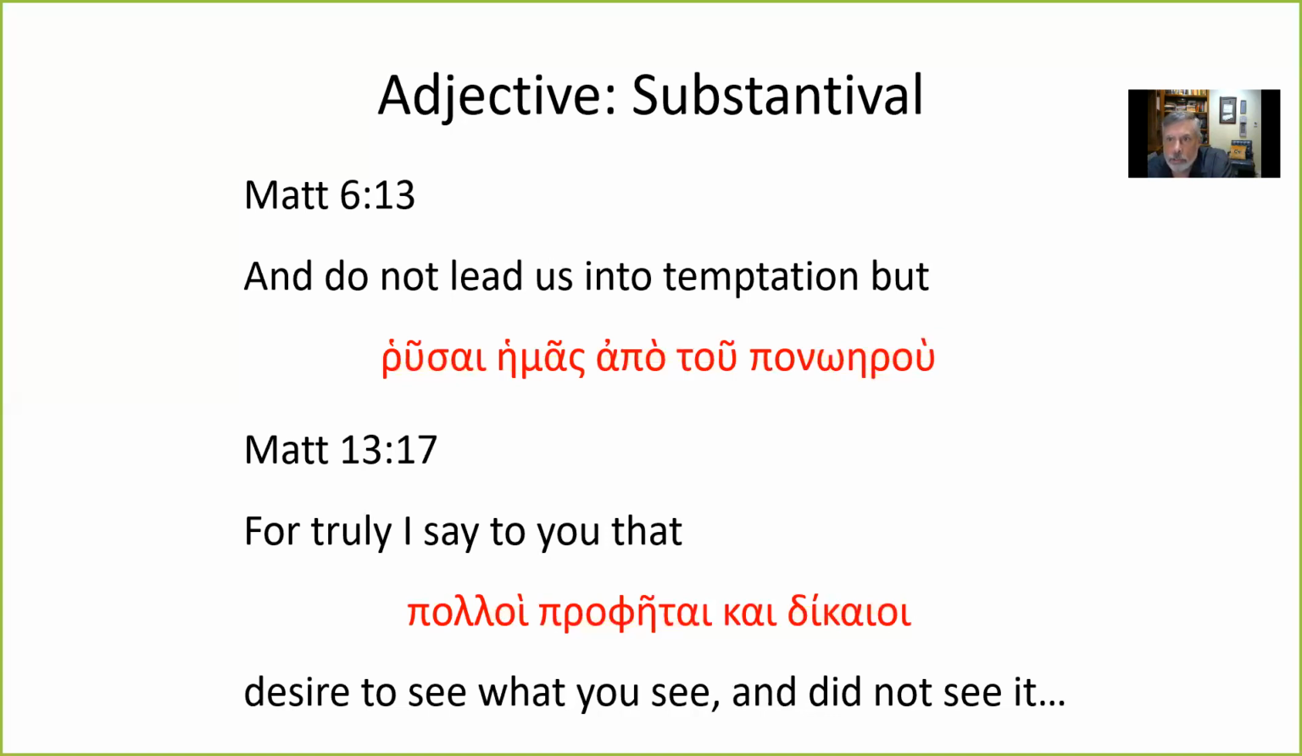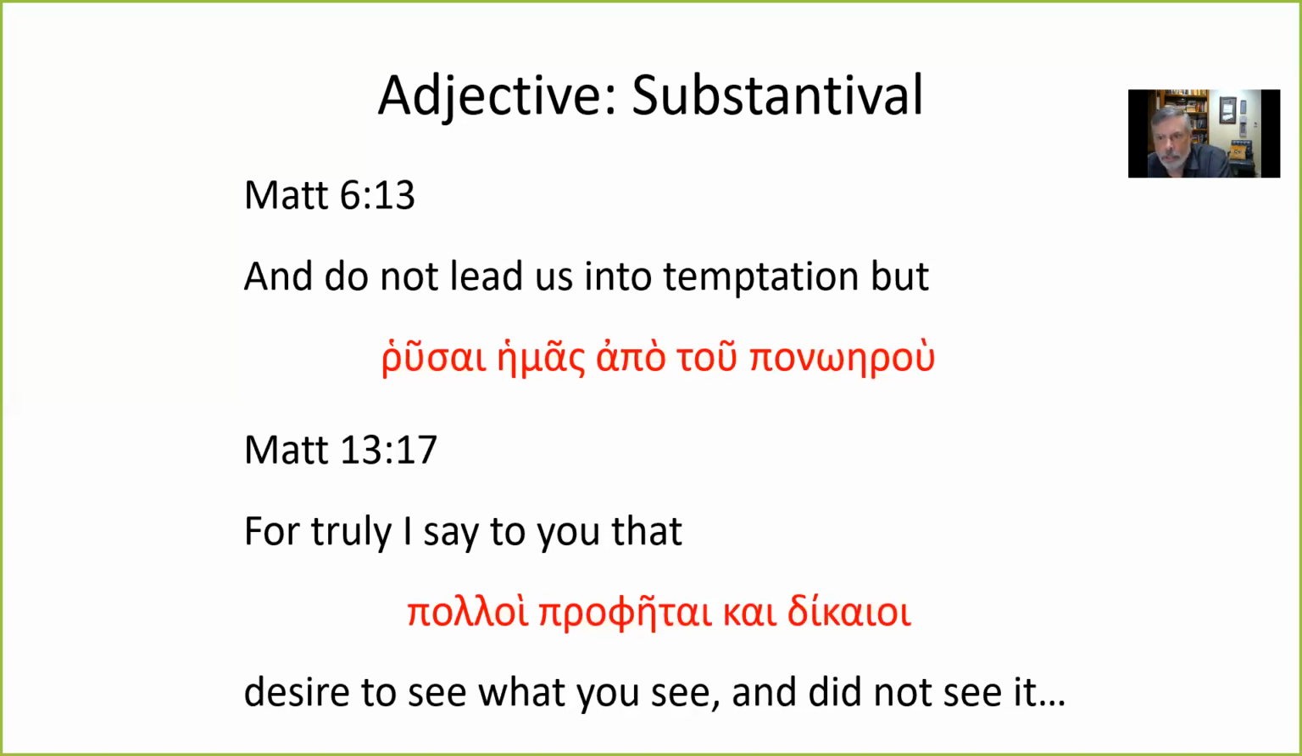So an adjective can function substantively, as in to poneru, which is talking about not just evil in general, but the evil one. There's a big difference. Deliver us from the evil one versus evil in general. It's not referring to evil in general because it's substantival. It's from the evil one.